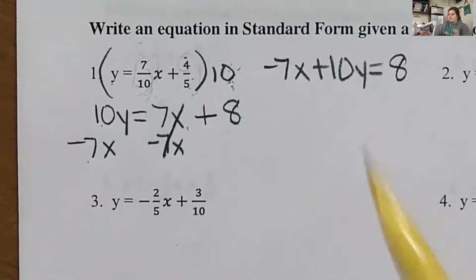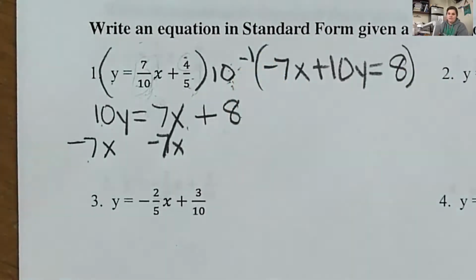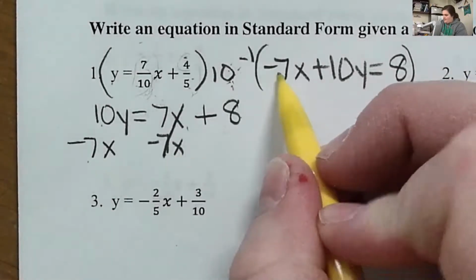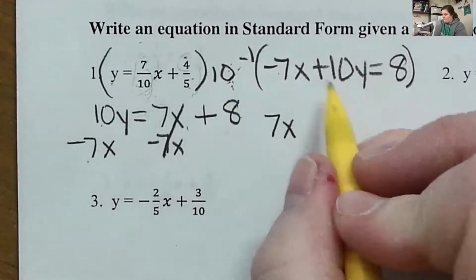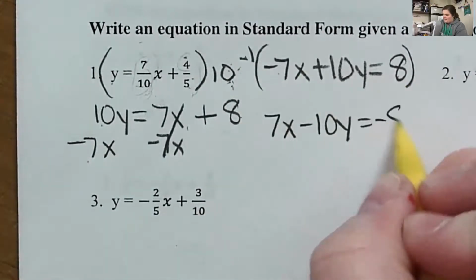I could think of it as multiplying by -1. So if I took everything and multiplied by -1, okay? If I'm multiplying by -1, the same thing is just changing all the signs. So if I multiply that, that becomes a positive 7x. -1 times 10 becomes a negative 10y. And -1 times 8 becomes a negative 8.